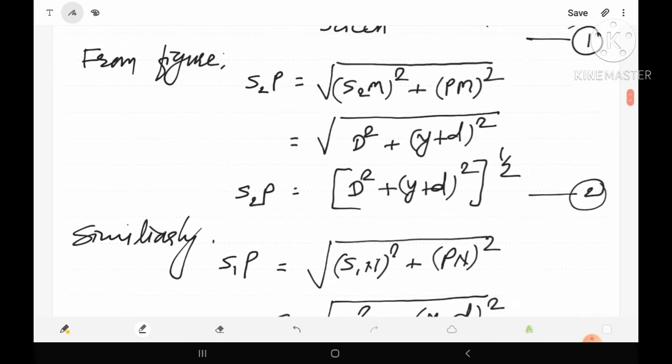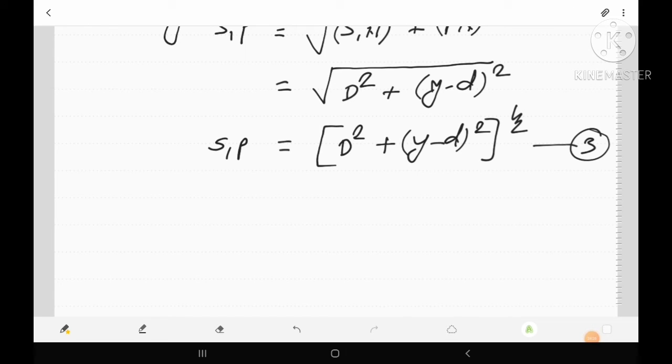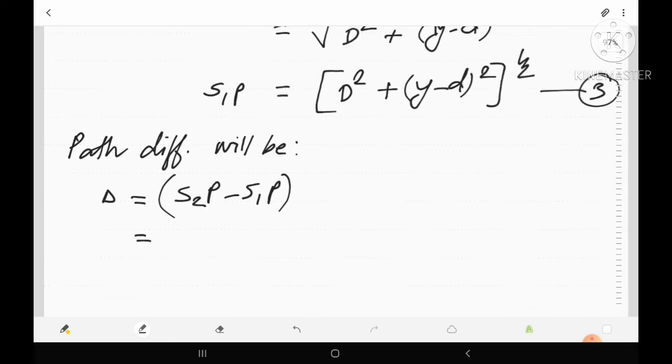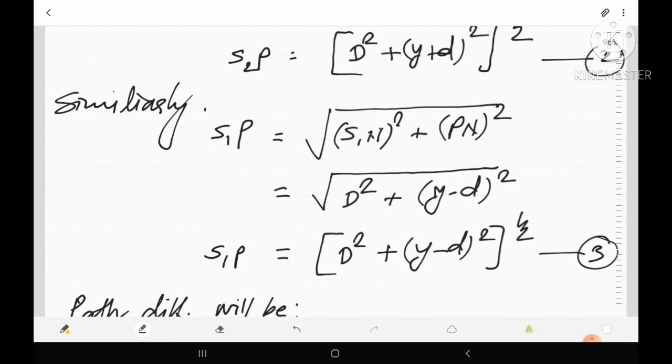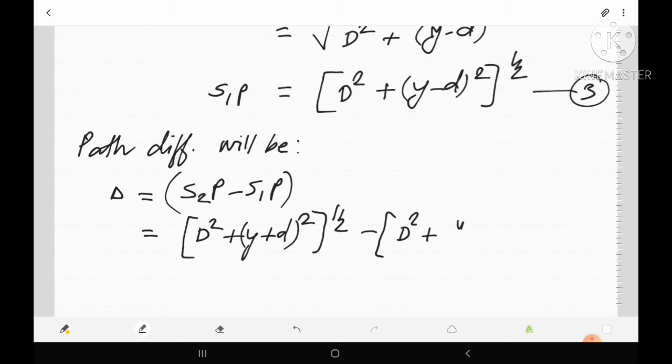Let us substitute these values in equation number 1. Then the path difference will be delta equals S2P minus S1P, which is equal to, S2P means d square plus y plus d whole square, and the power is 1 by 2, minus S1P as in equation 3, d square plus y minus d whole square, power 1 by 2.